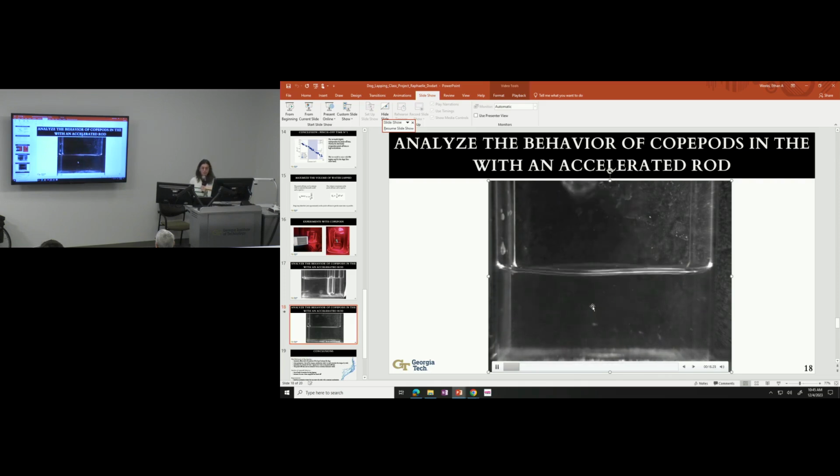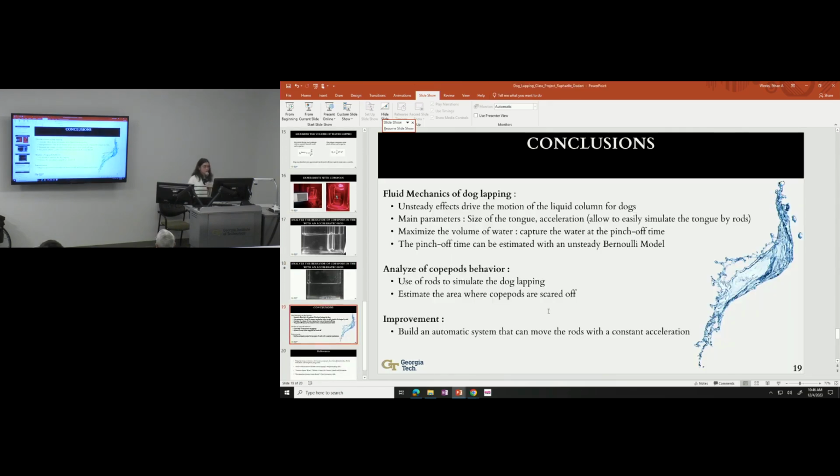And it's why we have 2 cameras, because sometimes we will not see them on the first camera, but we will be able to see them on the second one. So to conclude, the fluid mechanics of dog lapping is mainly inertial effects. Inertial effects drive the motion of the liquid column for dogs. The main parameters are the size of the tongue and the acceleration of the tongue. And to maximize the volume of water, they have to capture the water at the pinch time.